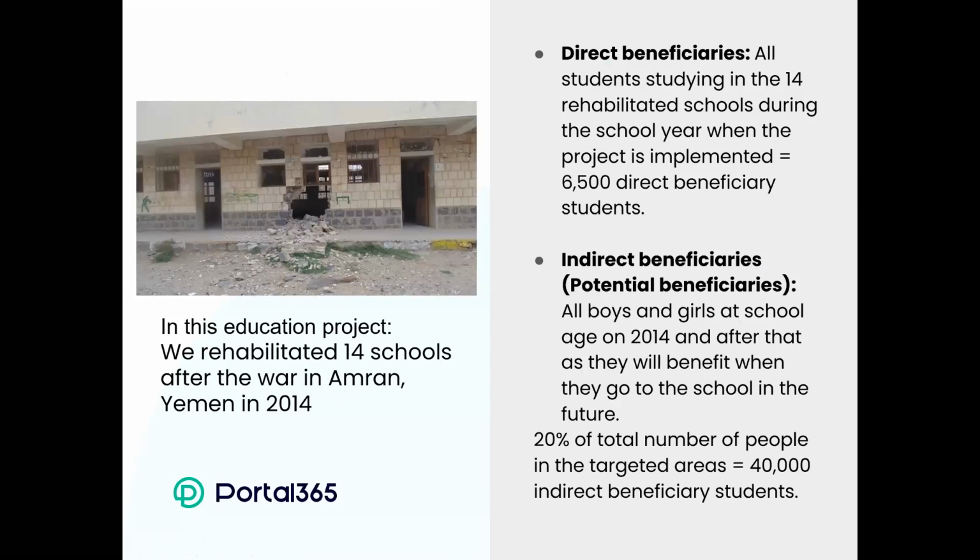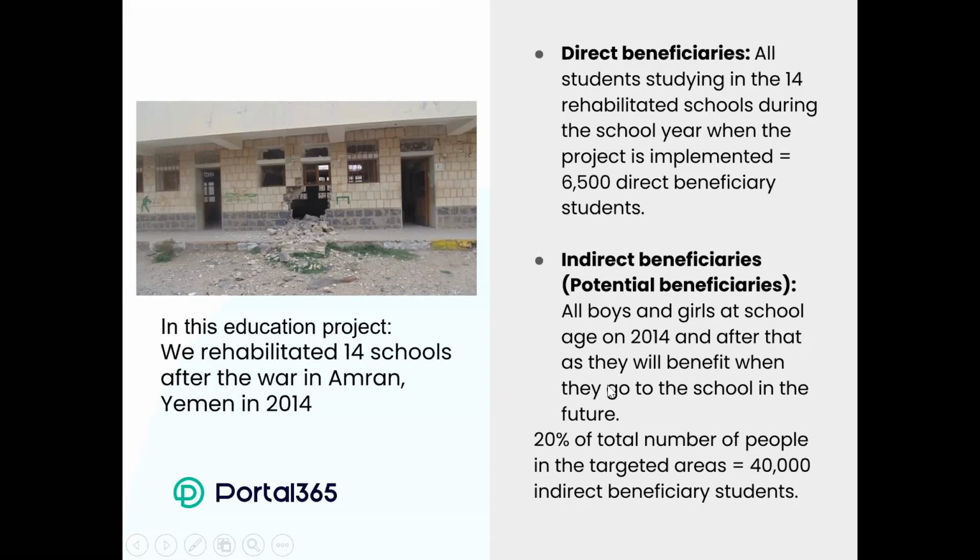For example, we implemented this project in 2014 in Amran after the war that happened there in May 2014. We rehabilitated 14 schools. This was one of the schools. If we talk about the direct beneficiaries, they were only the students, boys and girls, who were studying in the 14 rehabilitated schools in the same school year. So during the project implementation, we could provide names for only 6,500 direct beneficiary students who were registered and enrolled in the schools in the 2014-2015 school year. So these were the direct beneficiaries.